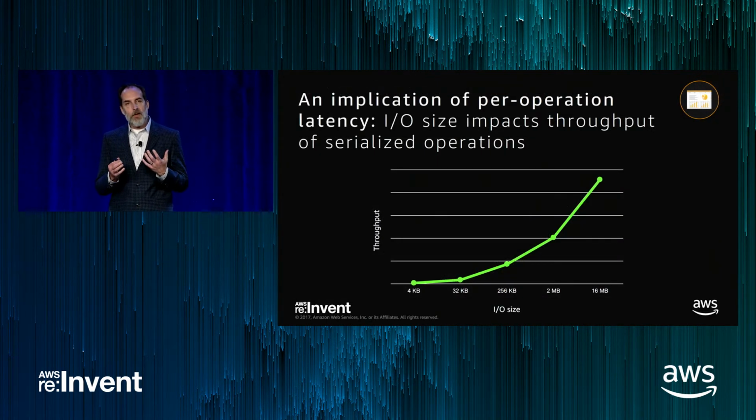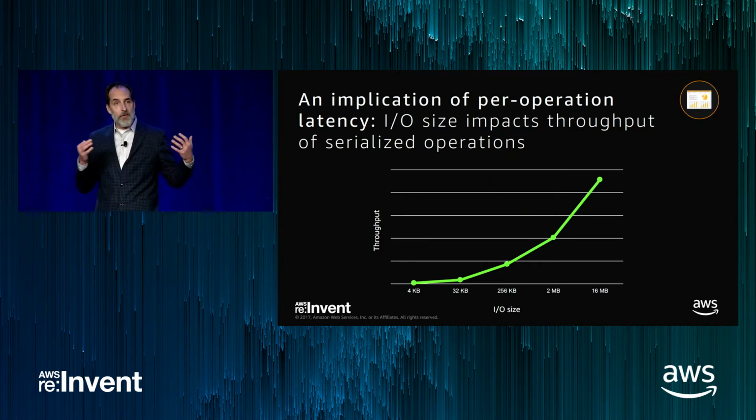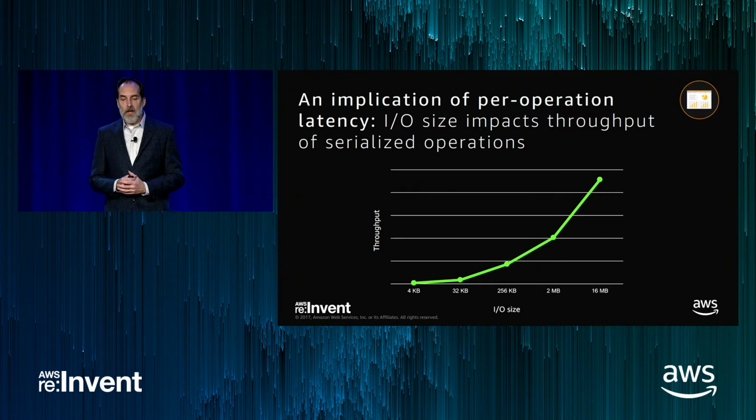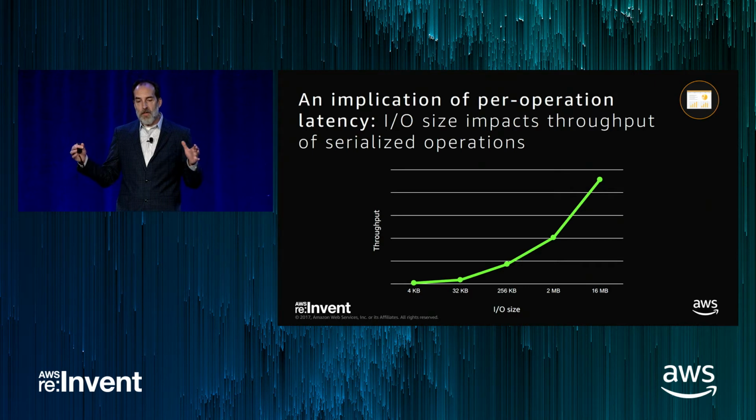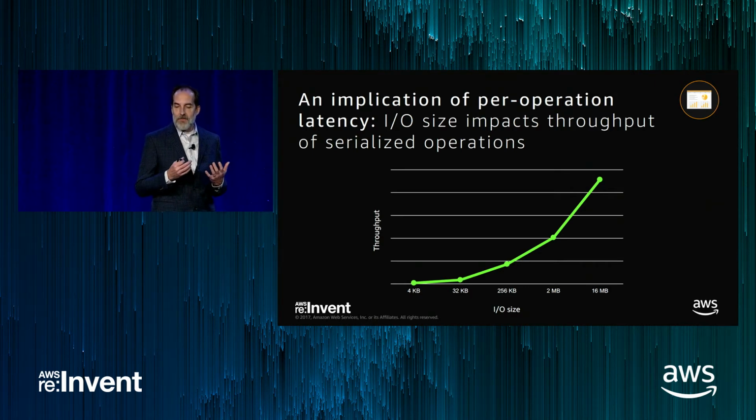So keep in mind, though, that due to the per operation latency of a distributed storage design like EFS, overall throughput generally increases as the average I/O size increases, since the overhead is amortized over a larger amount of data. By I/O size here, I mean the amount of data you're reading and writing in a single operation.